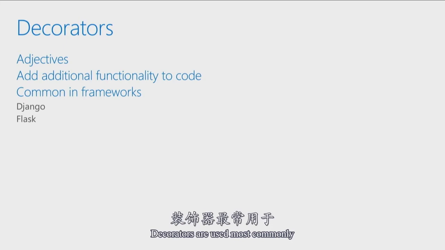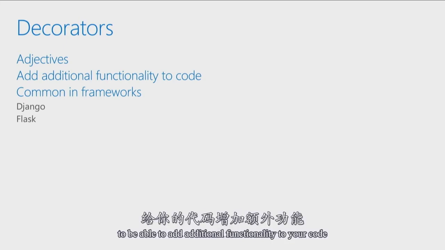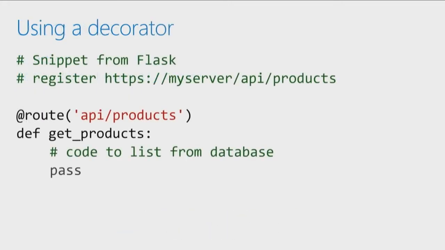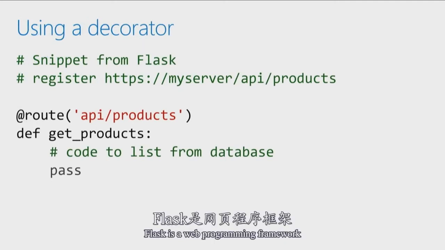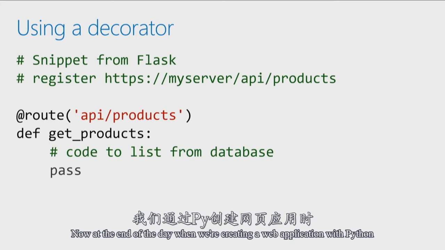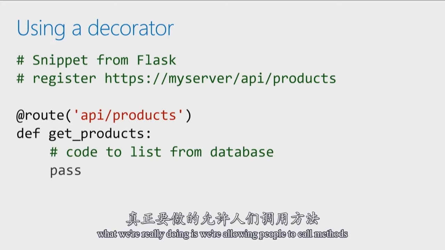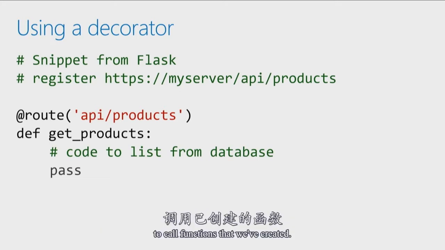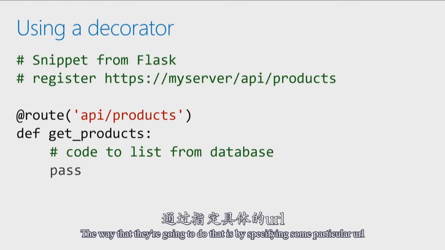Decorators are used most commonly to be able to add additional functionality to your code. Let's take, for example, this little snippet from Flask. Flask is a web programming framework. So what we're going to do with Flask is we're going to create a web application. Now, at the end of the day, when we're creating a web application with Python, what we're really doing is we're allowing people to call methods, to call functions that we've created. And the way that they're going to do that is by specifying some particular URL.